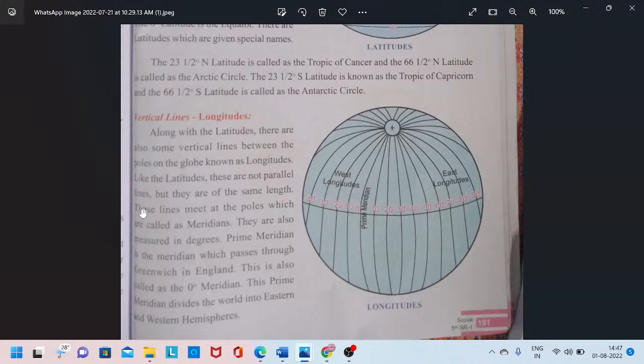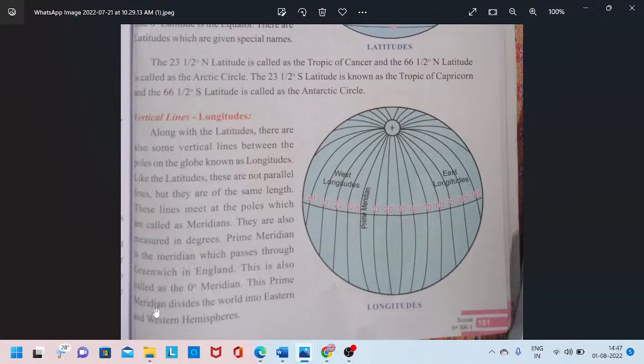These are not parallel lines, but they are of the same length. These lines meet at the poles, and they are called meridians. They are also measured in degrees. The prime meridian is the meridian which passes through Greenwich in England. This is also called the zero meridian.